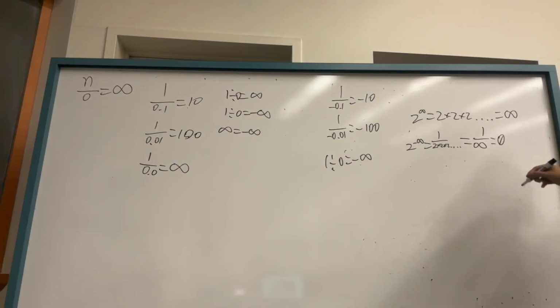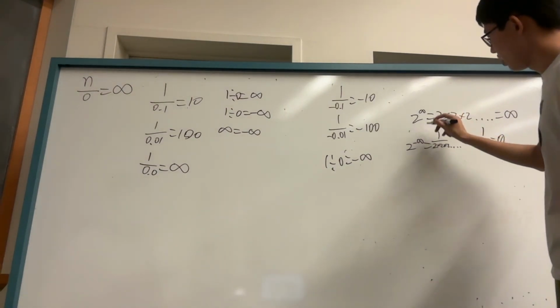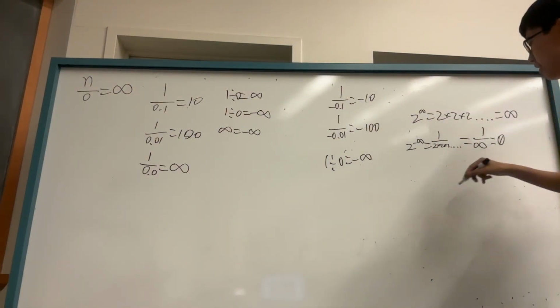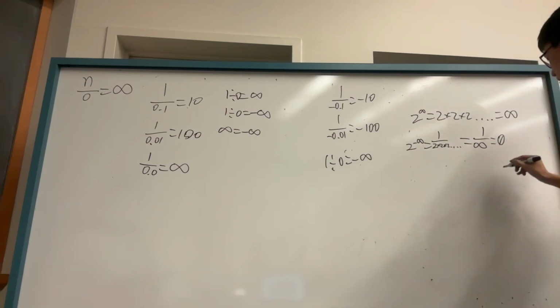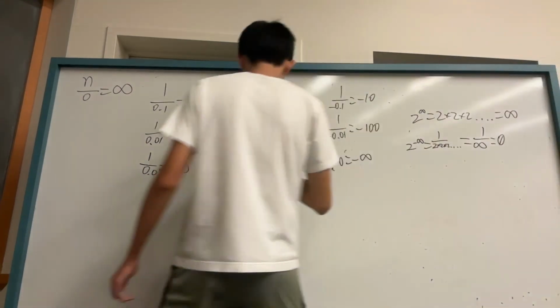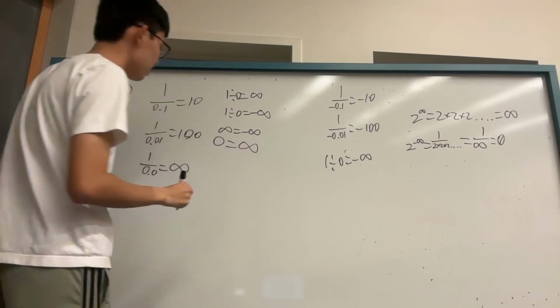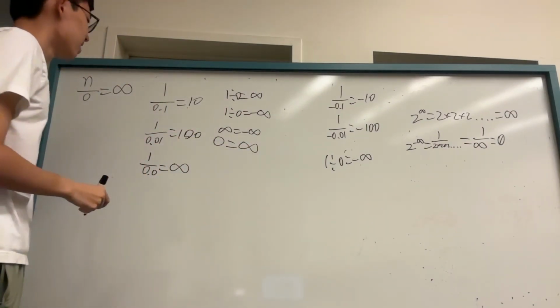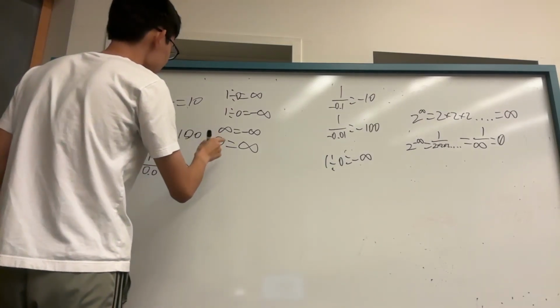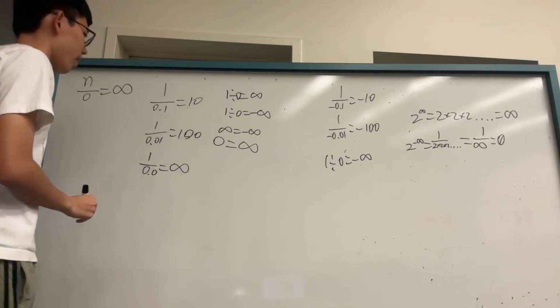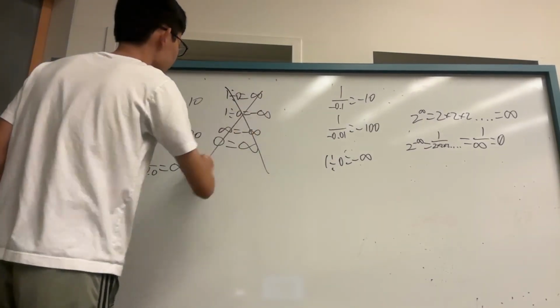So if we say infinity equals minus infinity, 2 to the power of infinity is infinity, and 2 to the power of minus infinity is 0. So that will also say 0 equals infinity. This is absurd. 0 is obviously not infinity, okay? So this is why we cannot divide by 0.